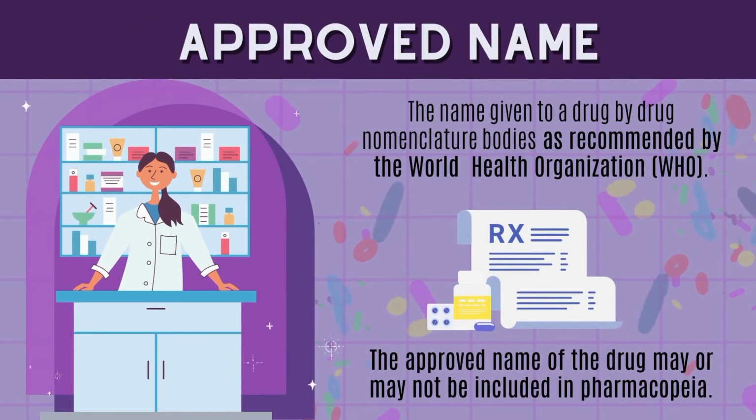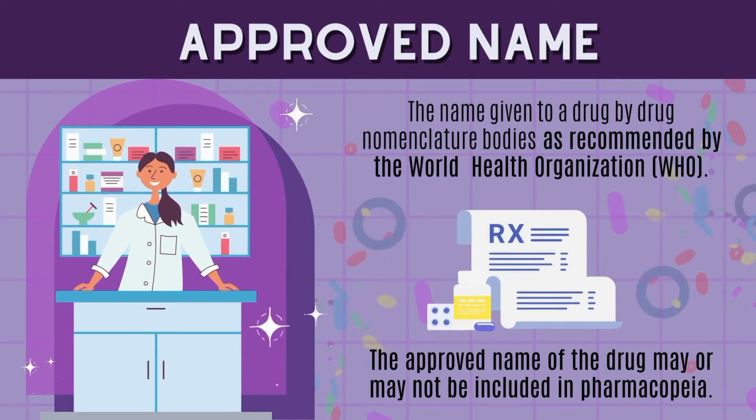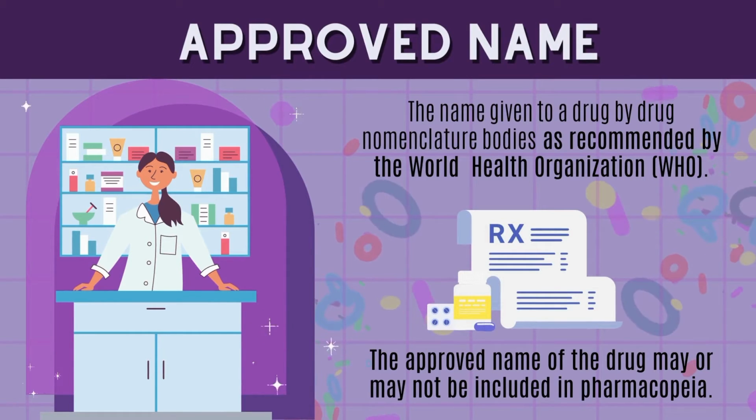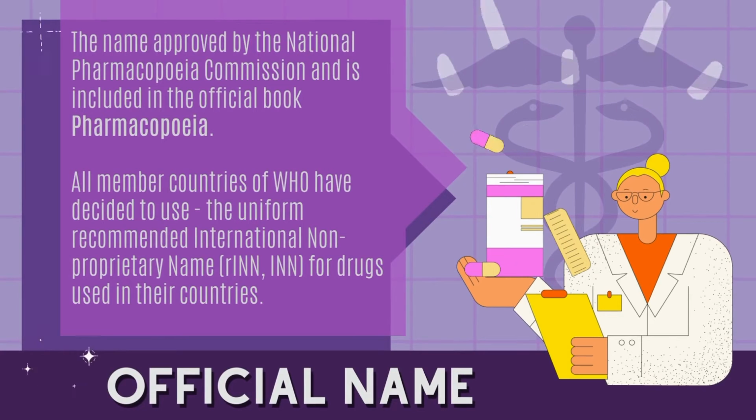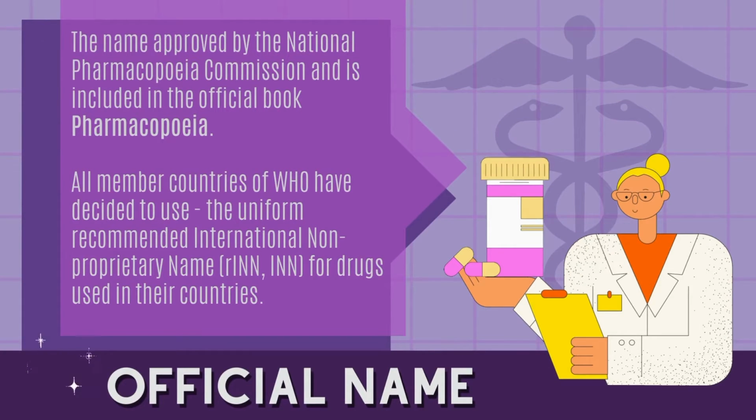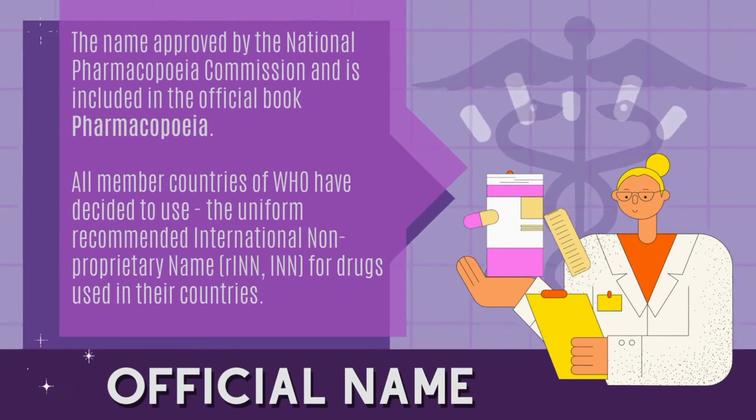An approved name is a name given to a drug by drug nomenclature bodies as recommended by the World Health Organization, also known as the WHO. The approved name of the drug may or may not be included in the Pharmacopoeia. The official name is the name approved by the National Pharmacopoeia Commission and is included in the official book, the Pharmacopoeia. All member countries of WHO have decided to use the Recommended International Non-Proprietary Name, also known as the rINN or the INN, for drugs used in their countries.